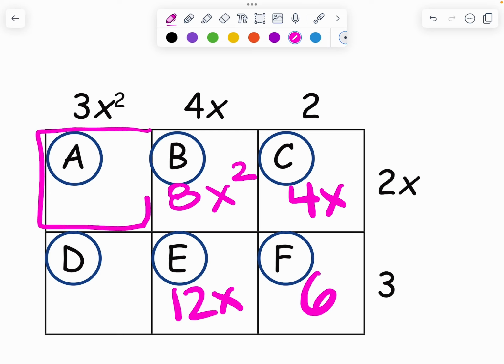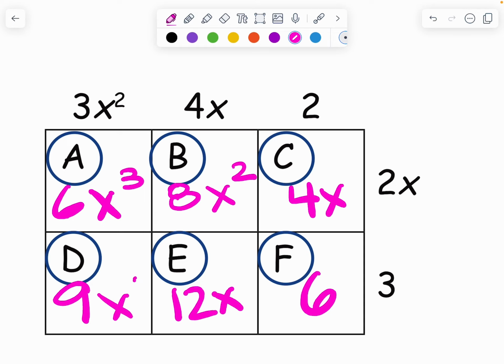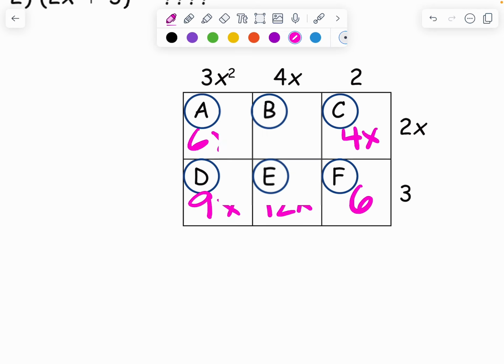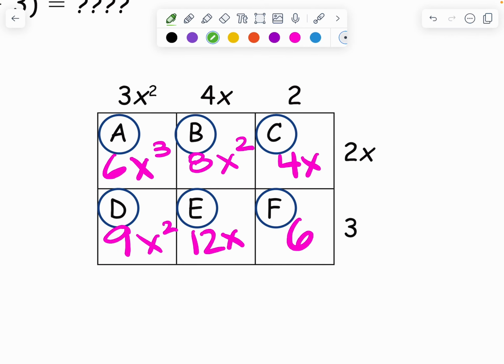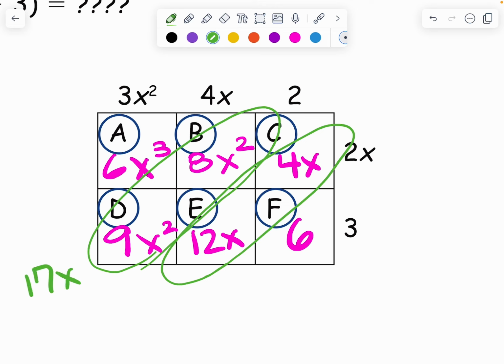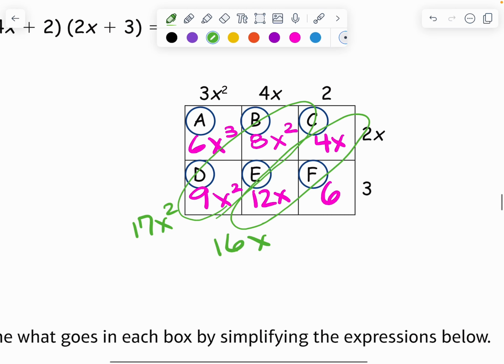All right, how about square A? Should have gotten 6x cubed. And then D would give you 9x squared. Ta-da! Now, just like they did above, how they kind of added the diagonals, we're going to do the same thing. All right, we can add these diagonals and those diagonals. So I would get 17x squared. See how they're like terms? And this would be 16x. Those would be like terms. There's no other like terms to combine. So my final answer would be 6x cubed plus 17x squared.